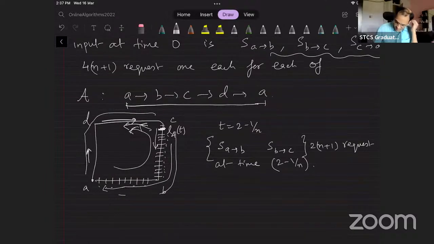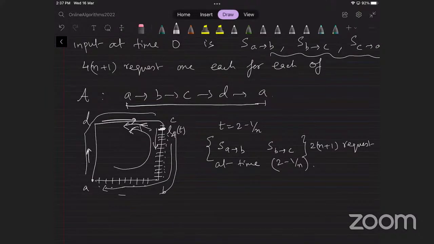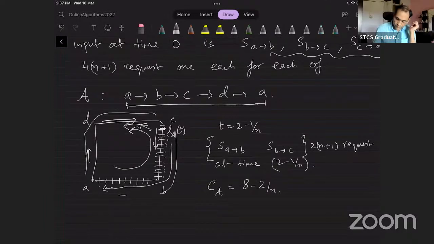Yes. So how much will be the cost of the algorithm from B to C? 8 minus 1 by n. Does everybody get this? Is that correct? Why should it be 8?